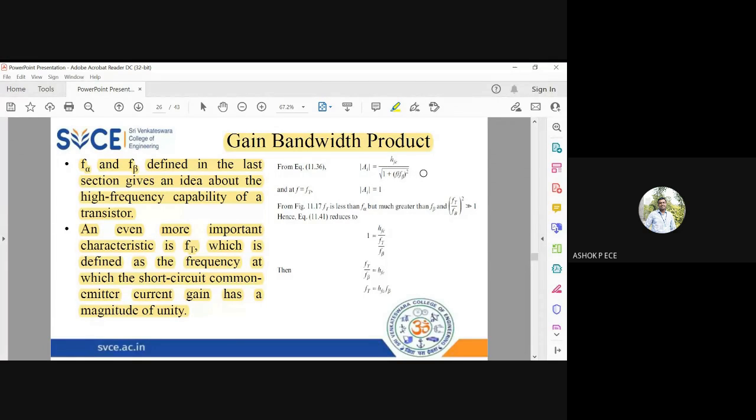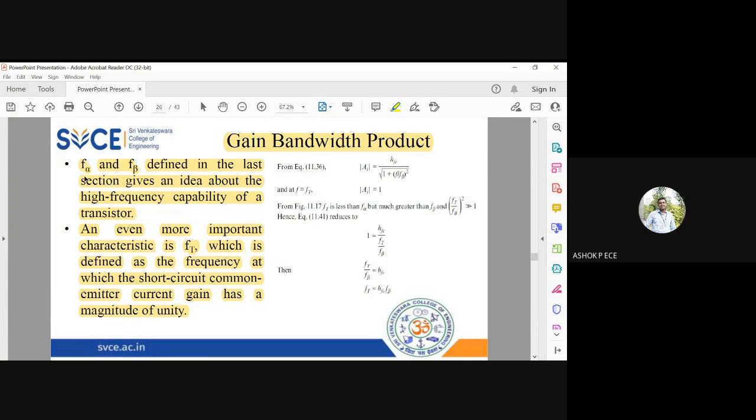At high frequency, the current gain is dropping, right? So in that case, at some frequency, the current gain will become 1. So I'm interested to find at what frequency my current gain is becoming 1. For that, I'm substituting F equal to Ft. This is the current gain equation you see, HFE by root of 1 plus F by F beta the whole square. You have complex numbers. I am taking modulus on both sides and I am removing all the complex numbers.